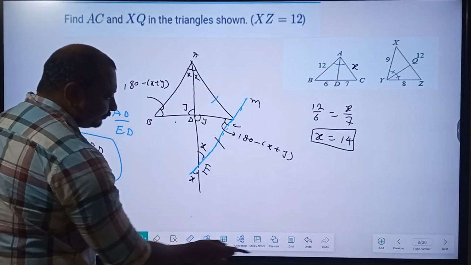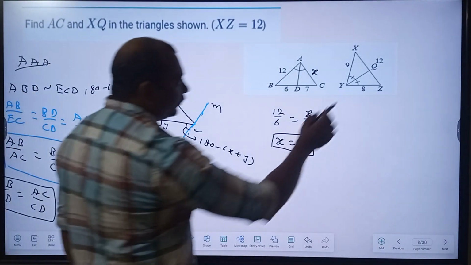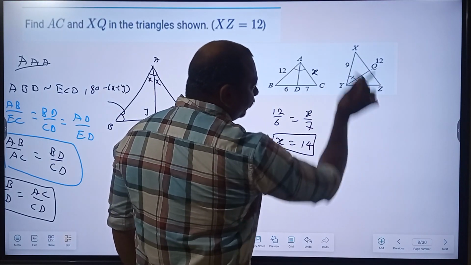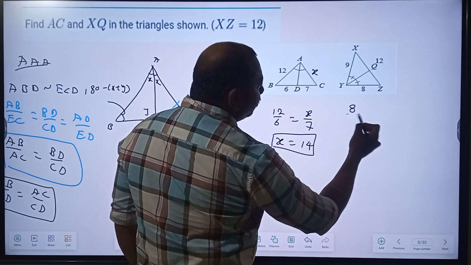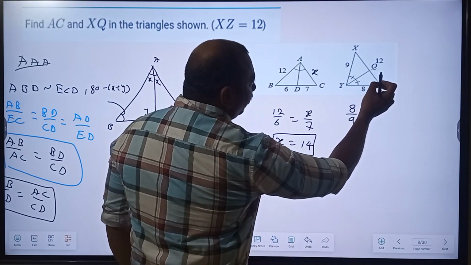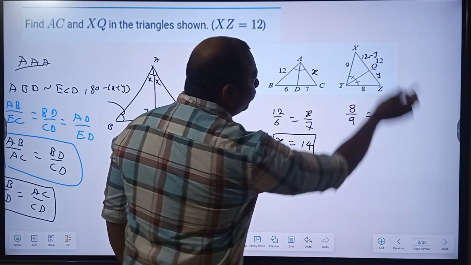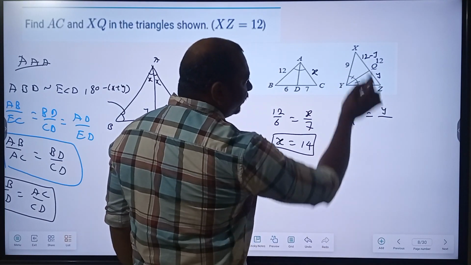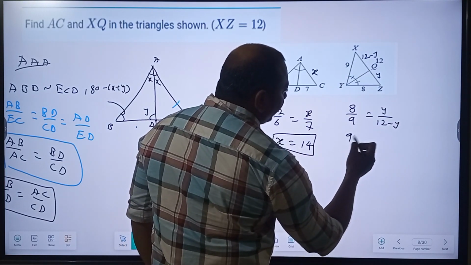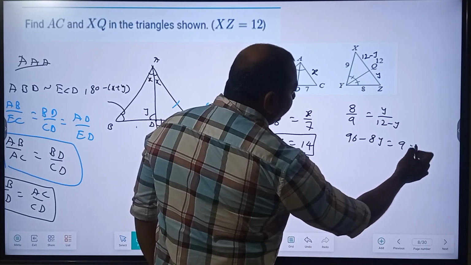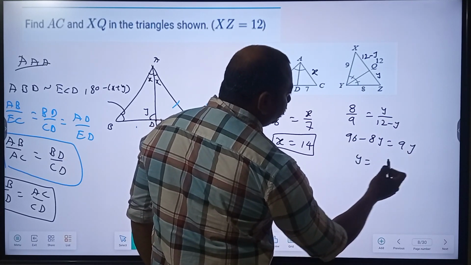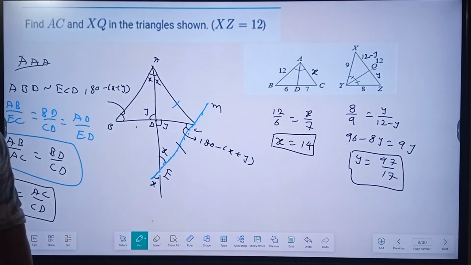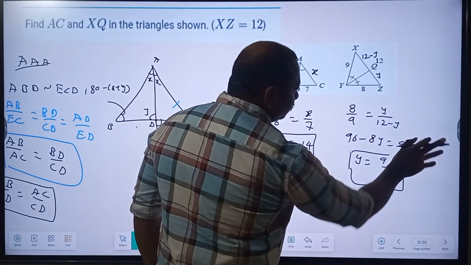Okay, what about that one? Here it is the angle bisector, right? Whenever you have an angle bisector, immediately I write this. 8 divided by 9 equal to, here is some y, and this will be 12 minus y. So 8 by 9 equal to, correspondingly, y divided by 12 minus y. From this 96 minus 8y equal to 9y, and y equal to 96 upon 17.